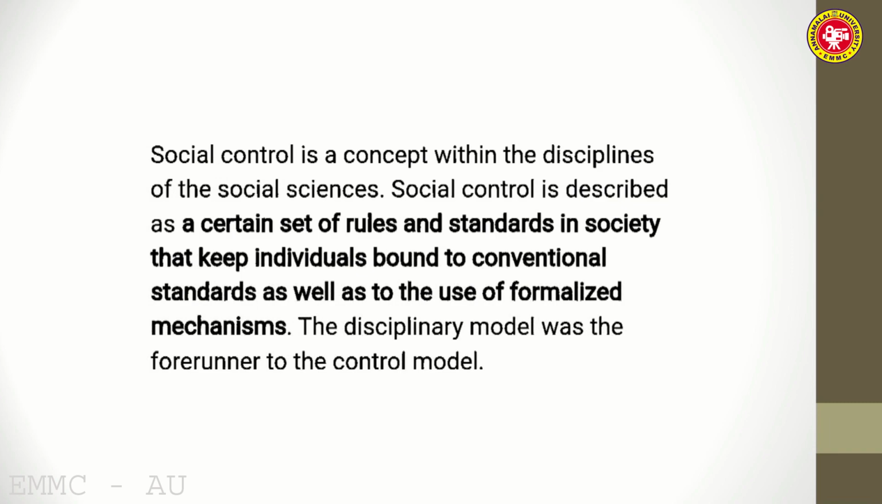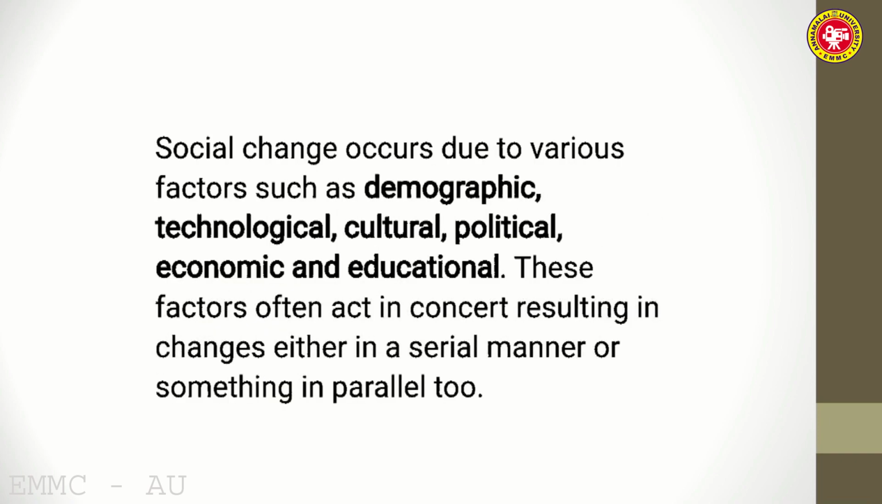Social control is a concept within the discipline of the social sciences. Social control is described as a certain set of rules and standards in society that keep individuals bound to conventional standards as well as to the use of formalized mechanisms. The disciplinary model was the forerunner to the control model.